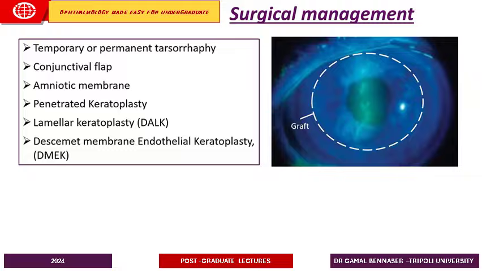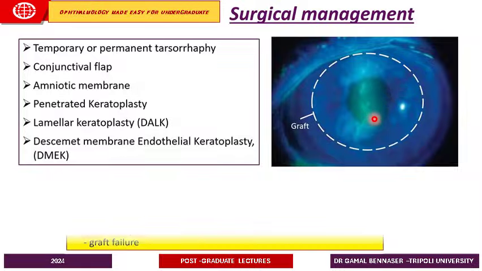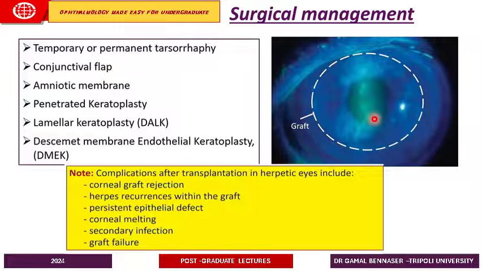In this picture, you can see the recurrence of the herpetic dendritic ulcer in the graft itself. And this is one of the complications of keratoplasty in a patient with a history of dendritic ulcer before. So the complications of transplantation can be rejection or recurrence of the dendritic or herpetic disease in the same graft itself. Sometimes you will have persistent epithelial defect, corneal melting, secondary infection, and graft failure. So you should take care of these complications and inform the patients, and you should take care of the prophylaxis to avoid such complications.